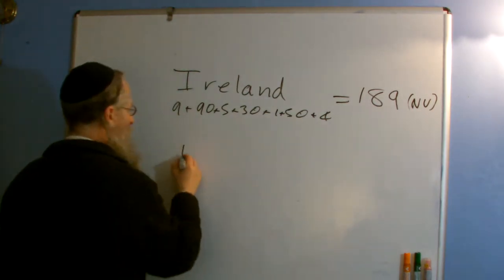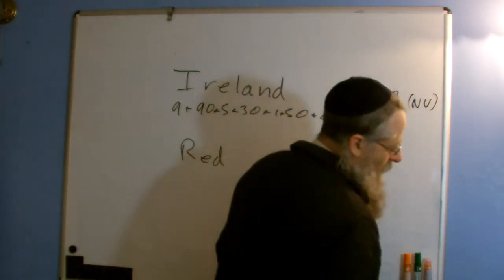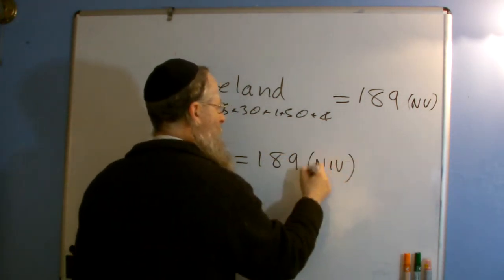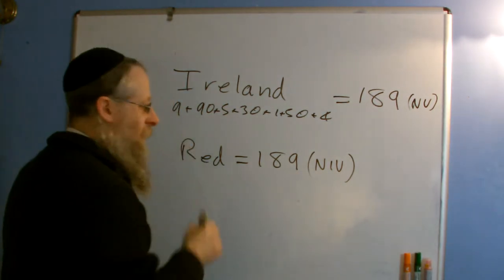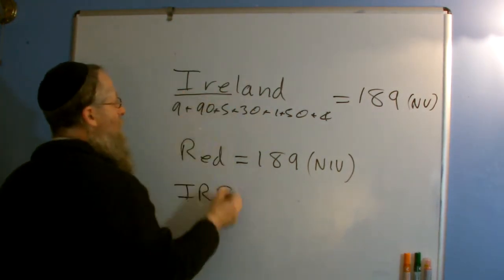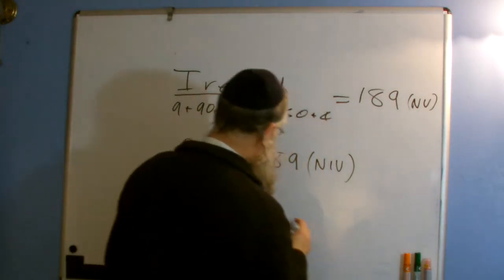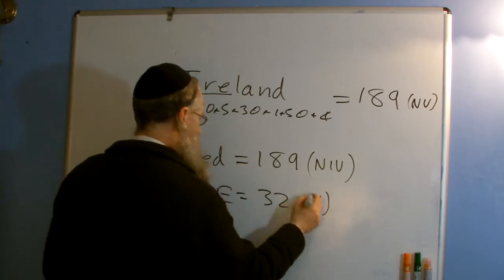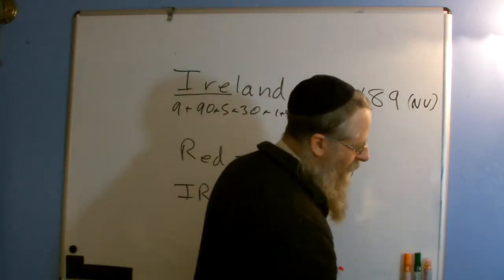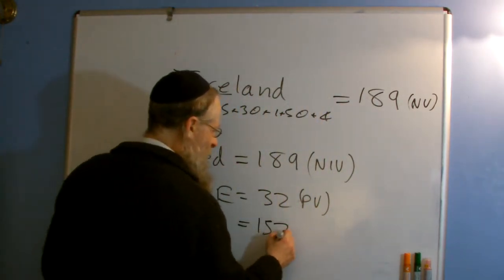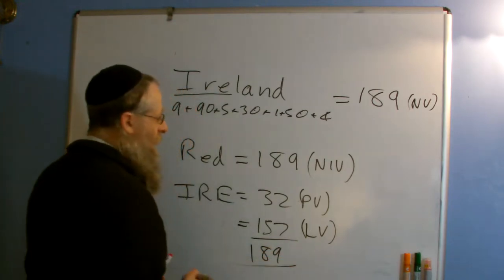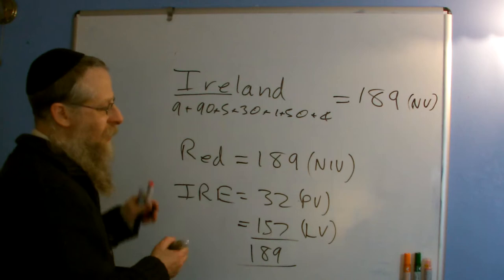Okay, then we're going to look at the red, and we're going to look at the NIV value of red, because the NIV value of red is 189. This is the normal value, this is the NIV, normal inner value of red. Interestingly enough, if I take Island, remember Island is just the first letters and land, and I'm going to use now the placement value, which is 32. Right, that's 18 plus 9 is 27 plus 5 is 32. And I'm going to take the large value, which is 157, and add those together, I get 189. So I've got a connection with Island to the color red in two ways.